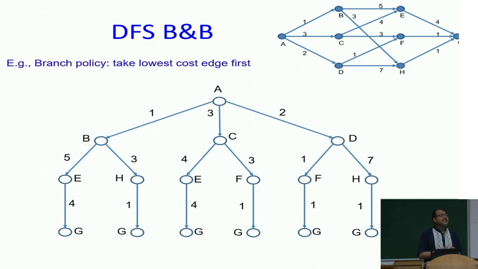And let us talk about the branching mechanism here. So, let us say you can have any branching mechanism. Let us take a simple branching mechanism of lowest cost edge first. Now, this is just an example. We can take a different branching mechanism, but in this example we are going to go to the lowest cost edge first. And let us say we have the heuristic function as the lowest cost edge coming out of this node. So, heuristic of B would be 3, because we will at least have to pay 3 to reach the goal. Heuristic of C would be 3, heuristic of D would be 1.